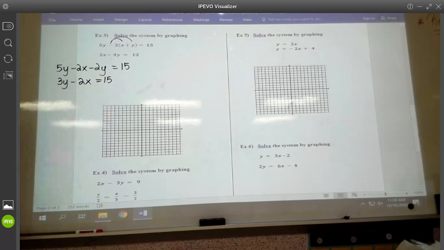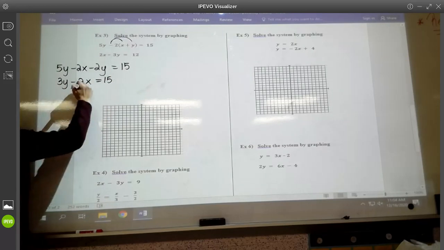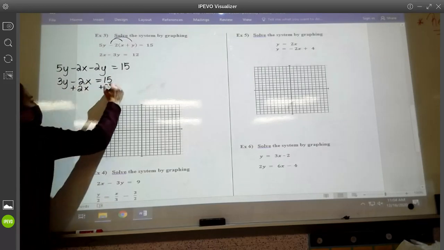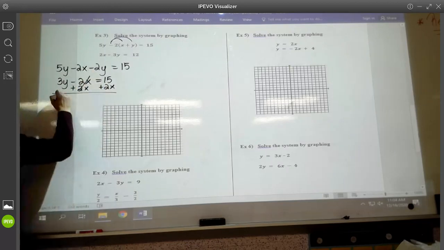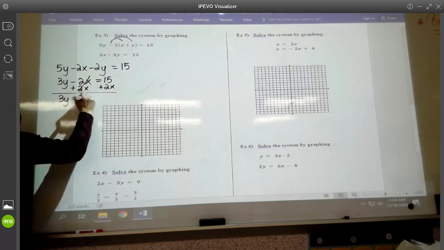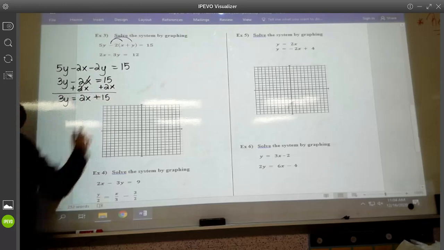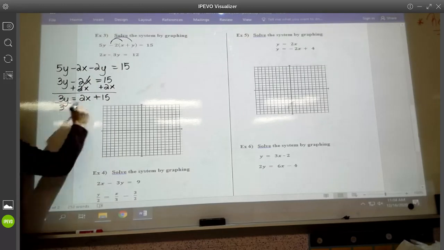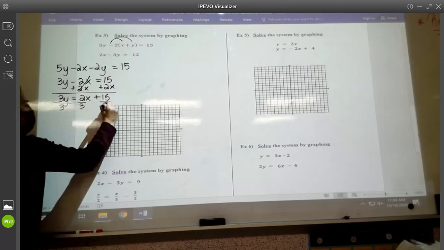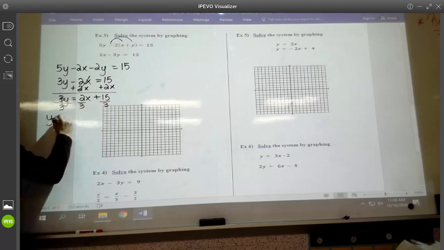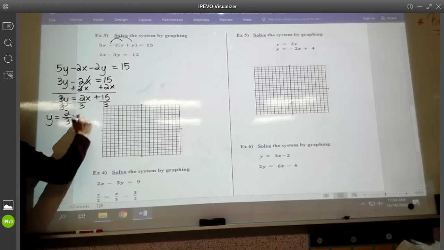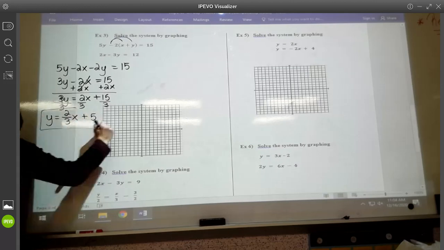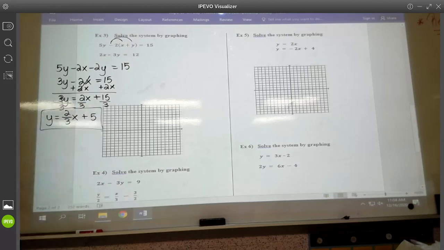I'm going to add my 2x's over, start getting y by itself. And then the only thing I got left to do is divide by 3. Two over 3 does not divide or reduce. So we are good to go there. Again, I would not graph it. I would wait. I would solve the other one for y.